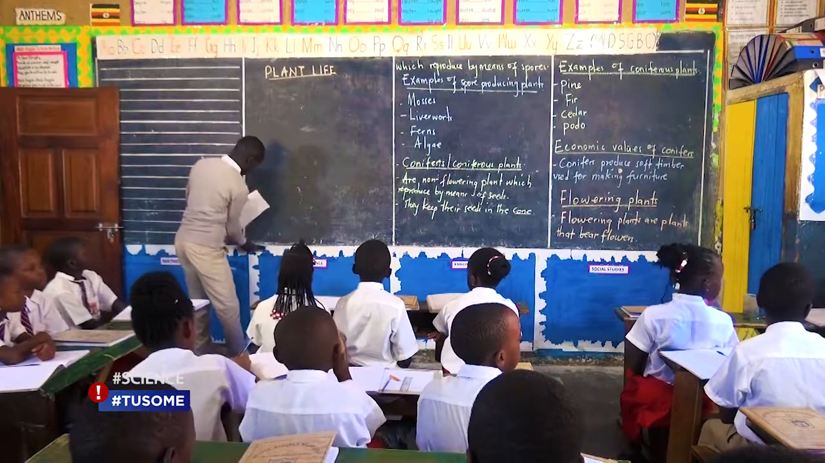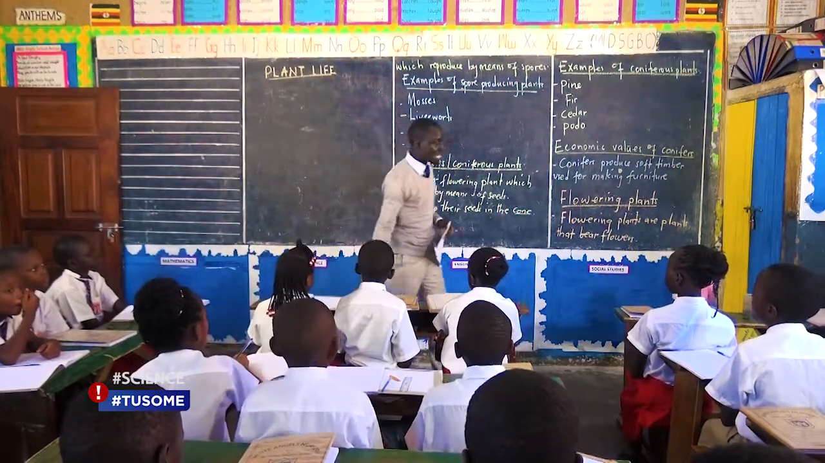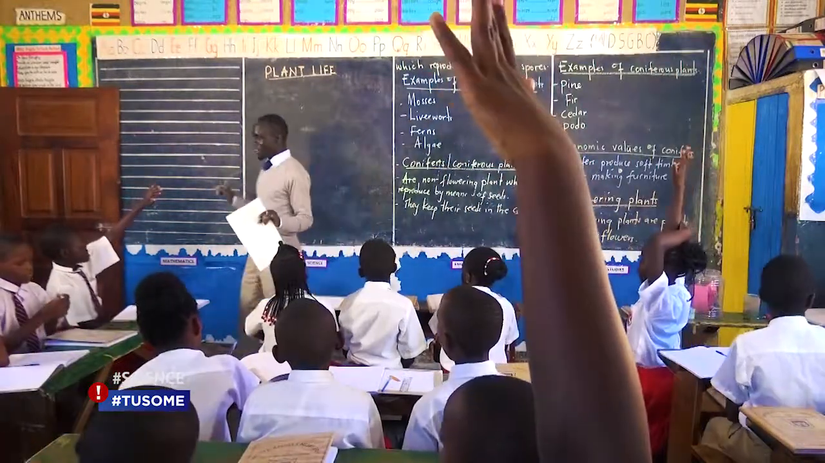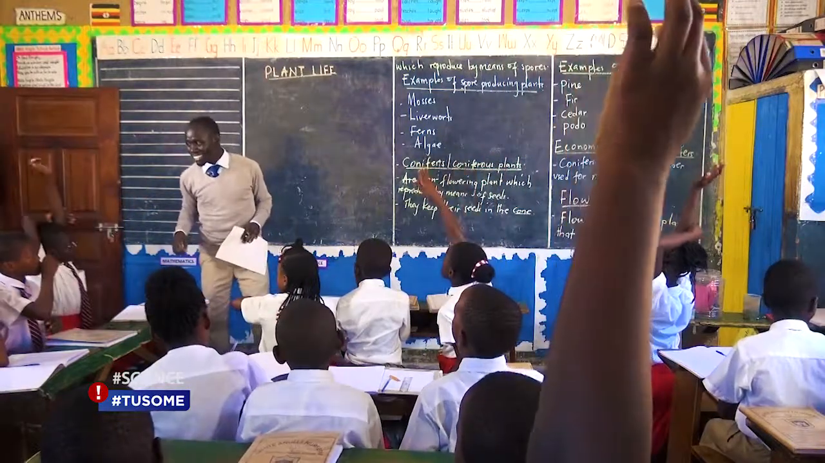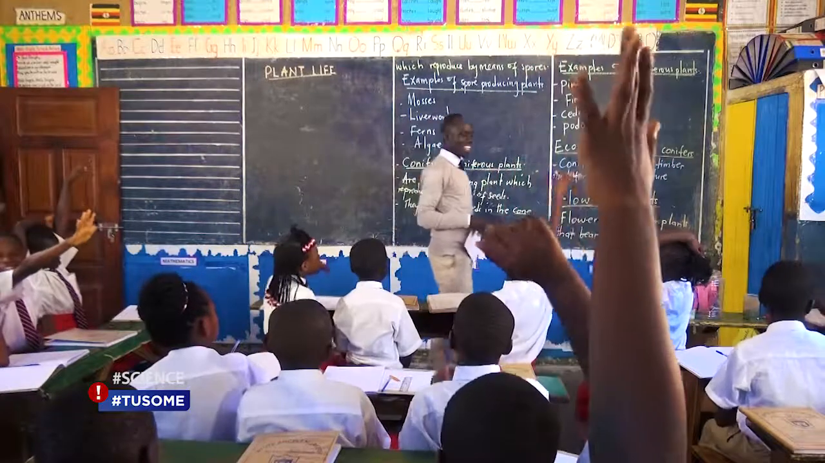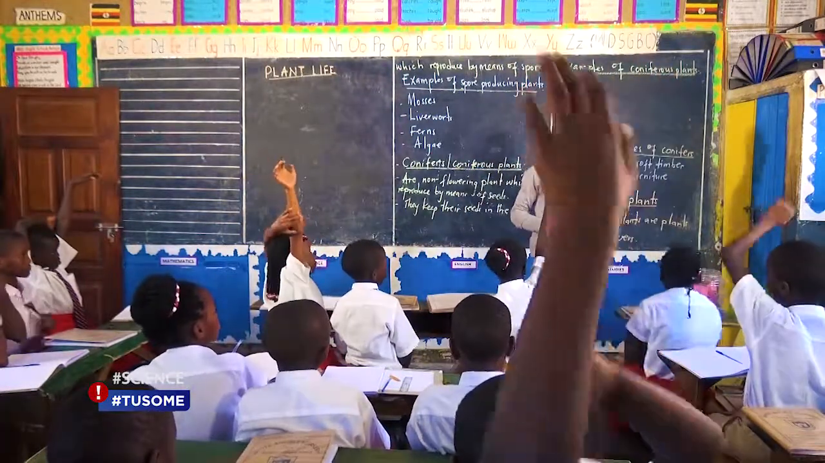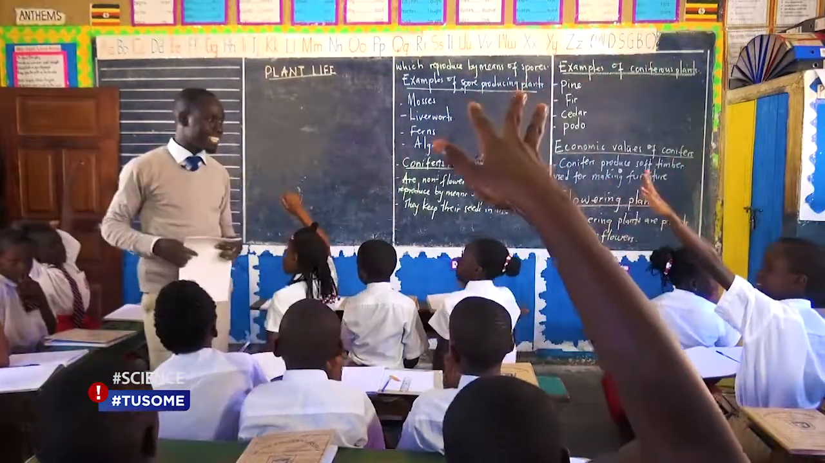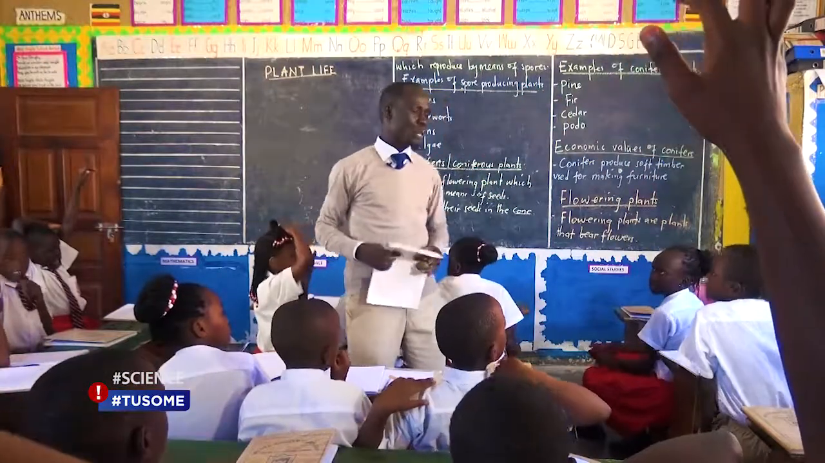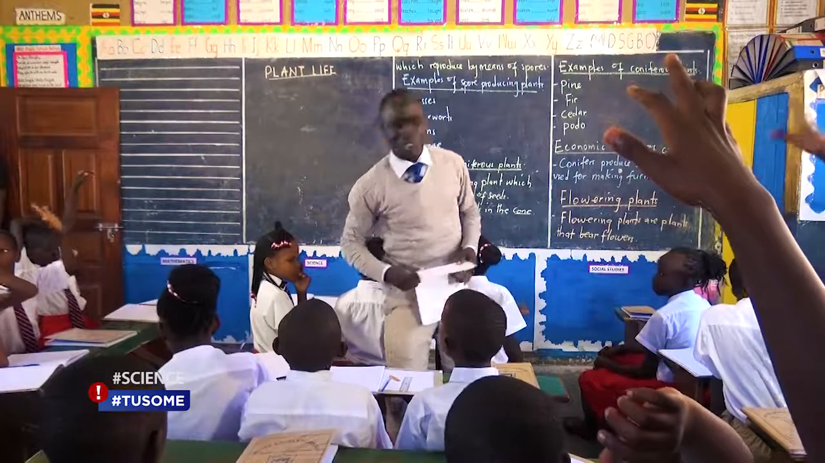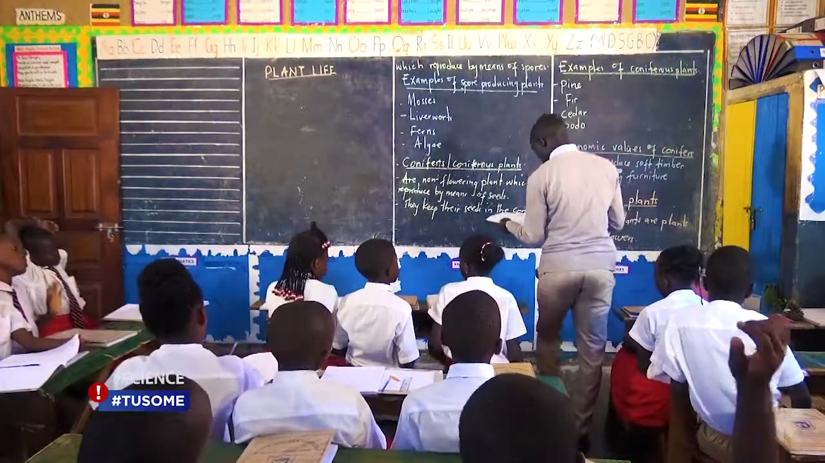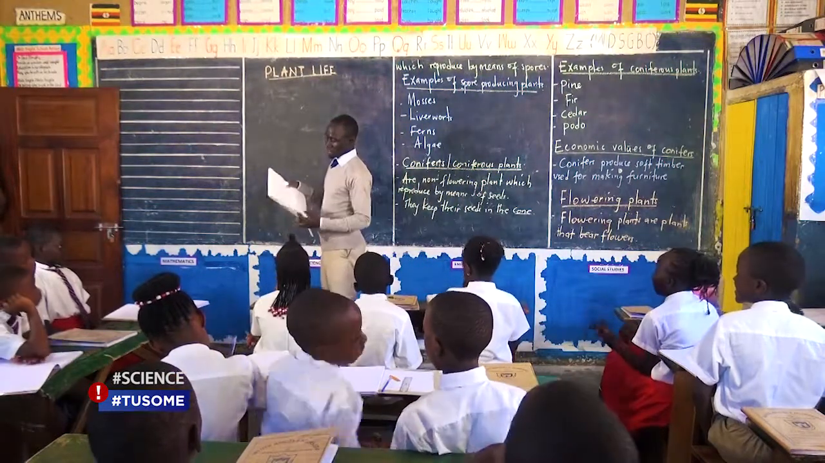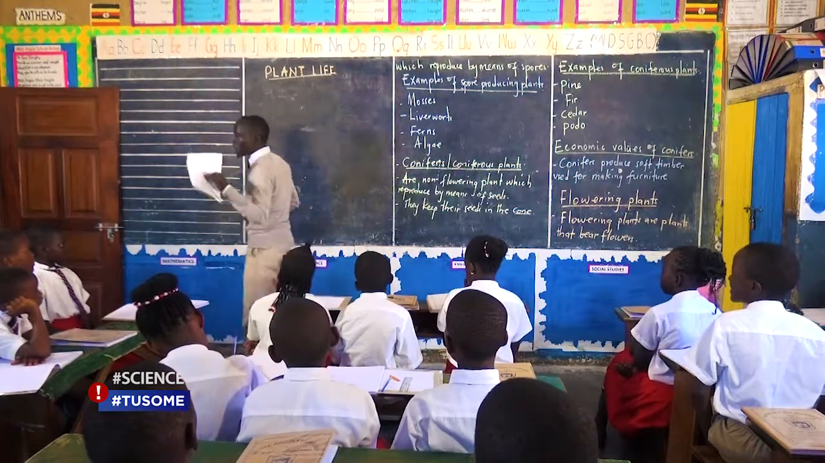Now, under flowering plants, can you mention some examples of flowering plants that you have ever seen in the environment? Yes, my friend? Mango. We have orange. We have beans. Who else? Where are the boys? Potato. Sweet potatoes, yes please. Then coffee, oats, and so on. There are very many examples of flowering plants.